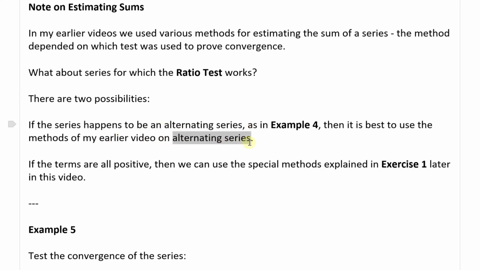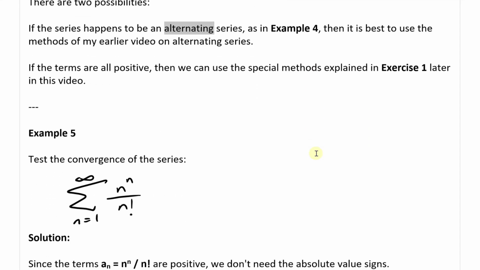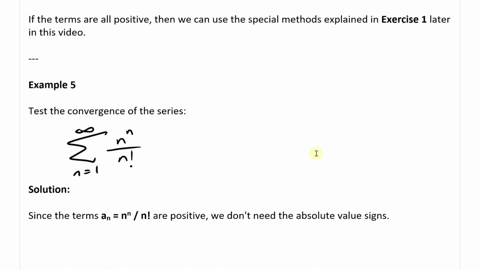So if it's an alternating series and the ratio test works, just use the methods in my earlier video. But if the terms are all positive, then we can use the special methods explained in exercise 1 later in this video. So stay tuned for that.